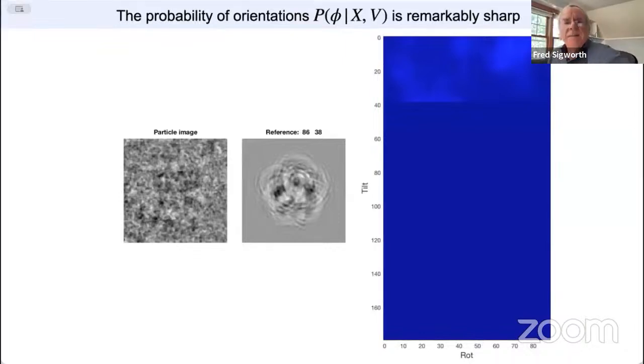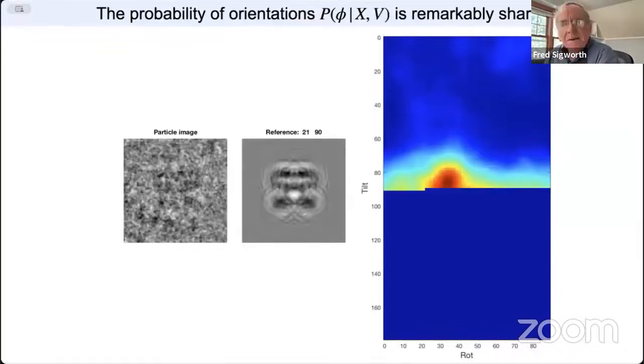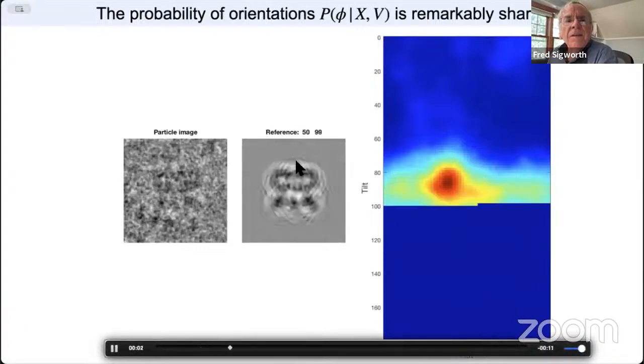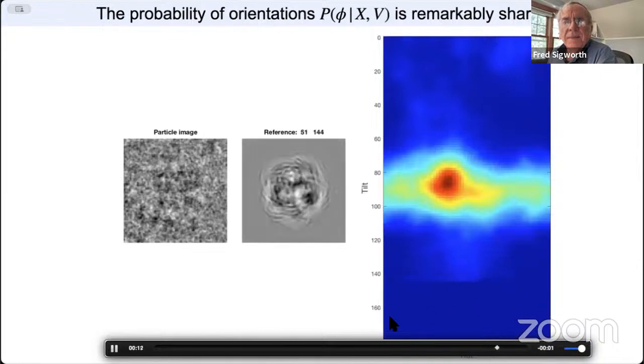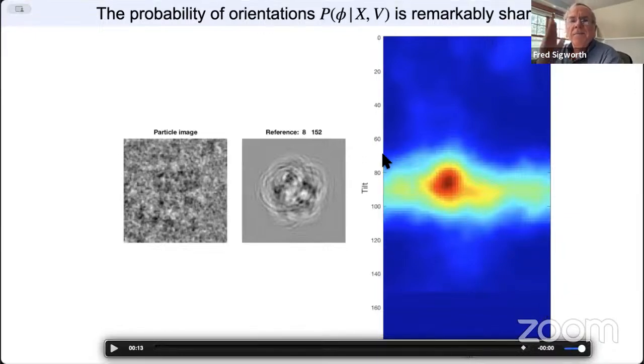So the way to do that is we do a comparison. We're going to compare our particle image with many different test projections of our 3D object. So I'm now plotting a probability function as a function of two angles. This is the tilt angle, and the horizontal, which you can't see, is the rotation angle, the azimuth angle.